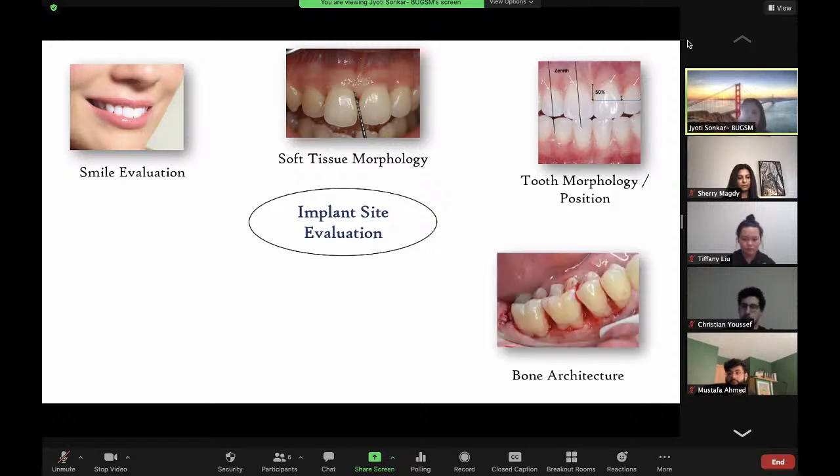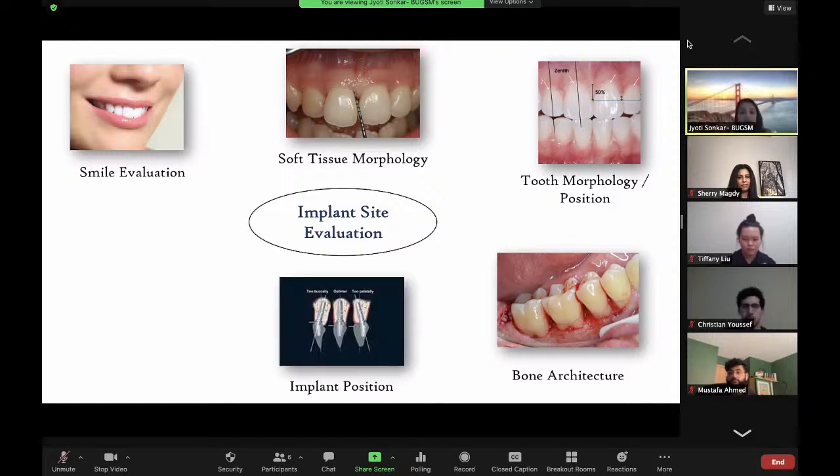And also you wanna make sure that the site has enough bone to plan and place an implant. Just because the tooth's missing doesn't automatically guarantee that it's a good area to plan an implant. Implants need a good amount of soft tissue and they also need a good amount of bone to function and to thrive. And last but not the least, you wanna make sure that the implant is well positioned.